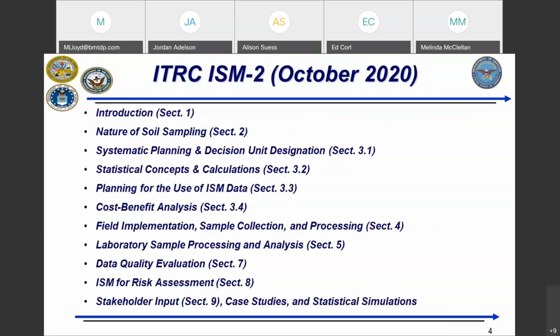The ITRC document contains 9 sections. I'm not going to read every single one of these, but there are 9 sections in all with an appendix with the updated case studies, as well as a tool with some statistical simulations that are available. The new guide really did expand upon, we spent quite a bit of time expanding upon systematic planning, risk assessment, and also cost considerations relative to the ISM1 document.